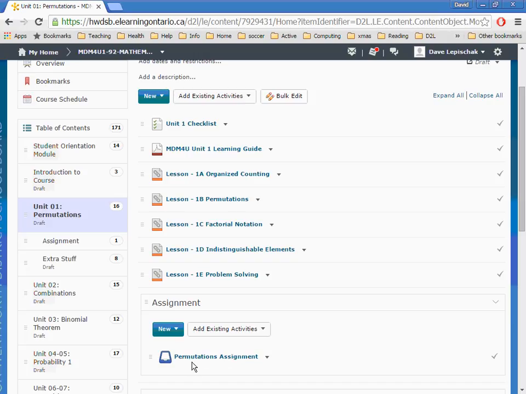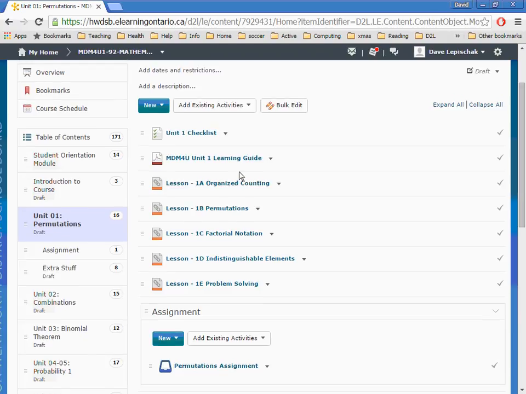And when you submit it to the Dropbox, then the next unit module will open up to you, and you'll have access to combinations. So that's just a little description of how you can sort of work your way through the course, and how the lessons are going to be delivered, and what you're kind of going to be expected to do in terms of work submission.